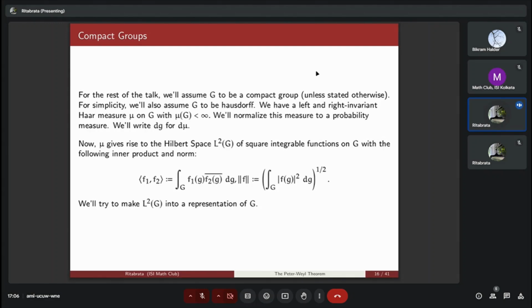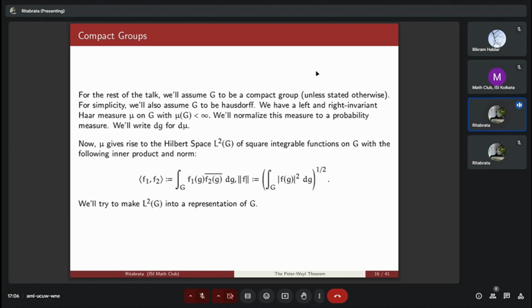A Hilbert space is basically a vector space endowed with an inner product, and the norm is induced by that inner product, and the vector space is complete with respect to the norm induced from that inner product. Complete means complete as a metric space. It gives rise to the Hilbert space L2(G) of square integrable functions on G.